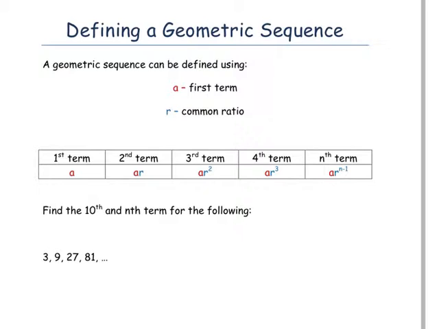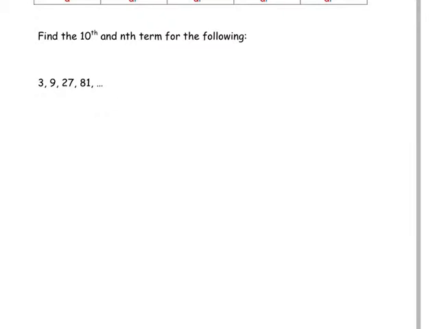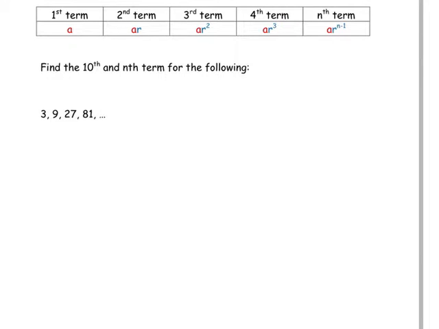Now we're going to use this to find the 10th and the nth term rule for the sequence 3, 9, 27 and 81. So we have an example of how these are labelled. We're just going to write each of these in the form shown in the table. So the first term is a is equal to 3. The second term is ar equals 9. The third term is a times r squared equals 27. And the fourth term is a times r cubed equals 81.